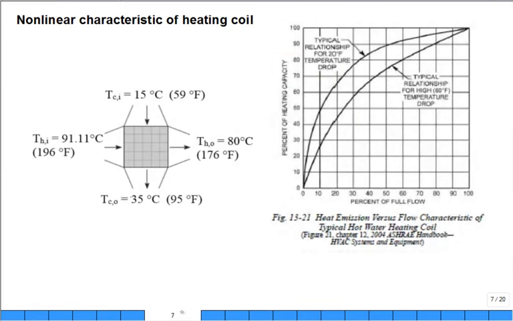I just want to beat up this topic a little more, okay? So here we go. There is a classic plot demonstrating the nonlinear characteristics of a coil used in this building, plenty of them all over this campus, used all the time. And what they're doing is they're heating air in the winter. I could do the cooling coil, which gets a lot more use in South Texas than the heating coil.